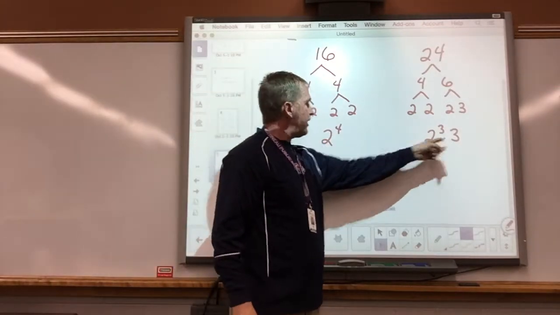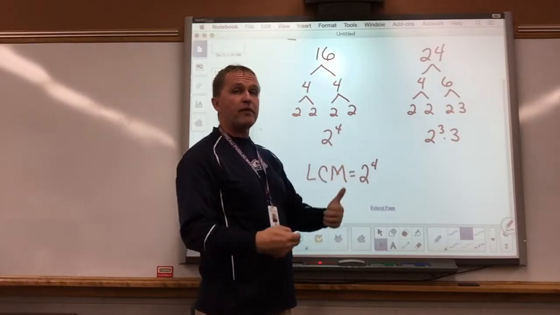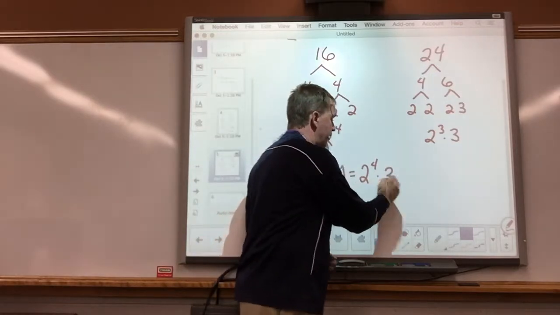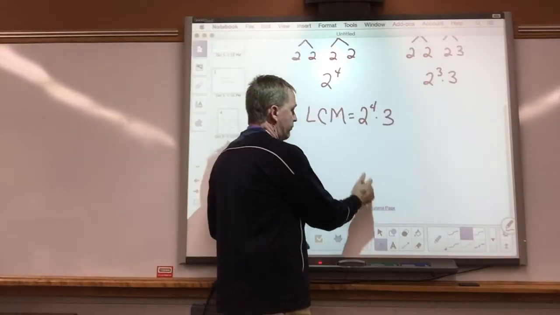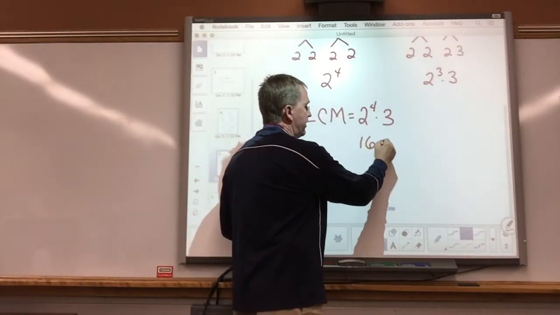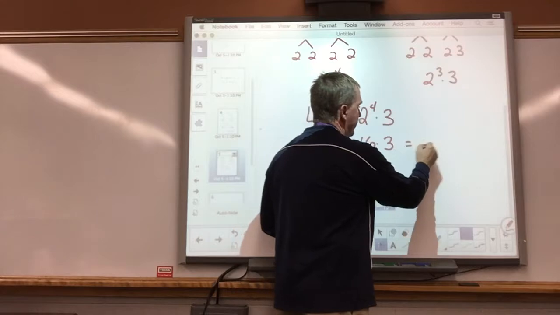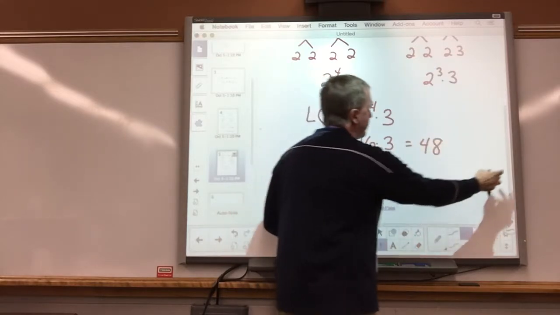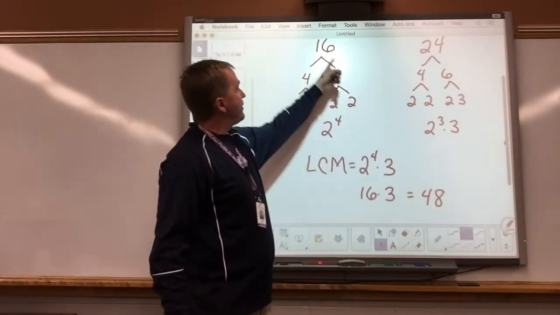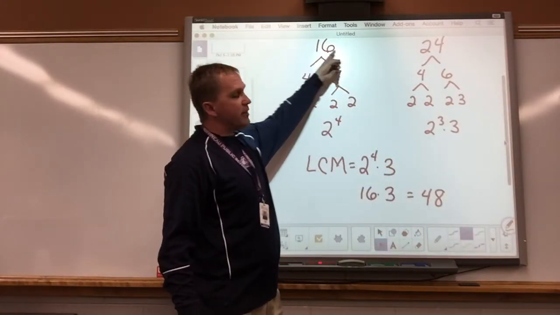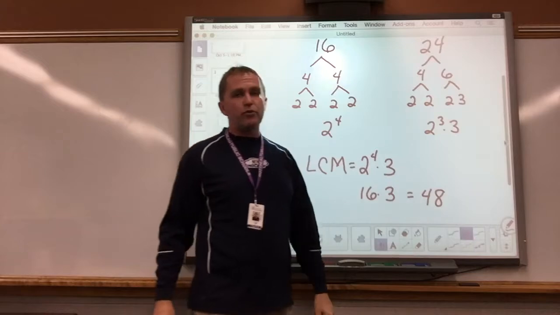I have 1 3 here and I have 0 3s here. Remember, I have to have the most number of 3s that shows up. So in this case, I would take a 3. This turns out to be, if you look at the mathematics here, 2 to the 4th is 16, multiplied by 3 turns out to be 48. So 48 is the least common multiple. It's the smallest number that both 16 and 24 go into.